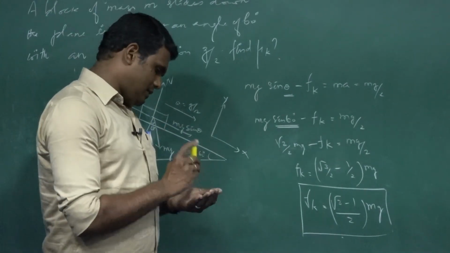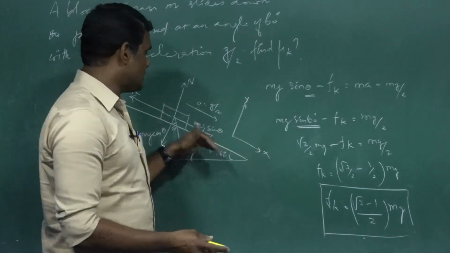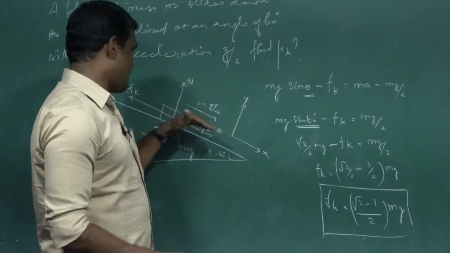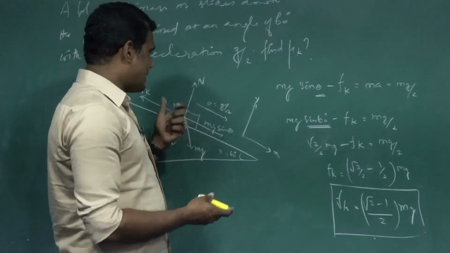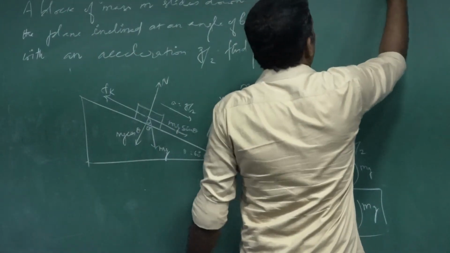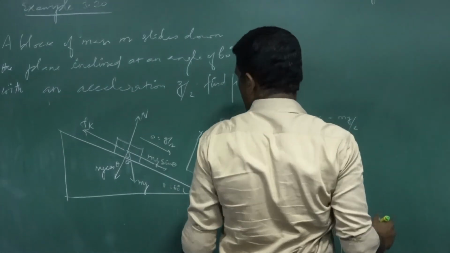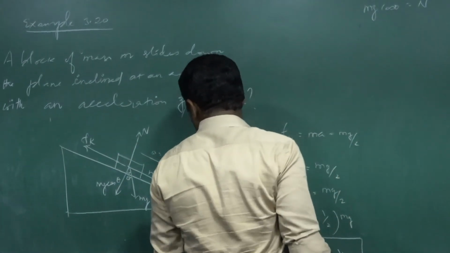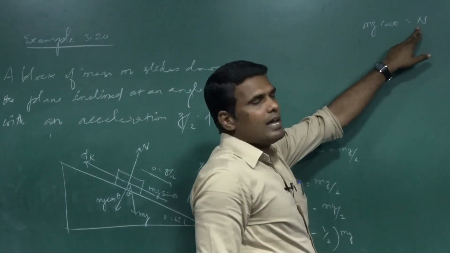So acceleration is taking place along the horizontal direction, in the sense in the parallel direction to the incline. The vertical components have no role in accelerating the body. So simply I can write mg cos theta is equal to N. Simply N. mg cos theta is equivalent to the normal reactive force.